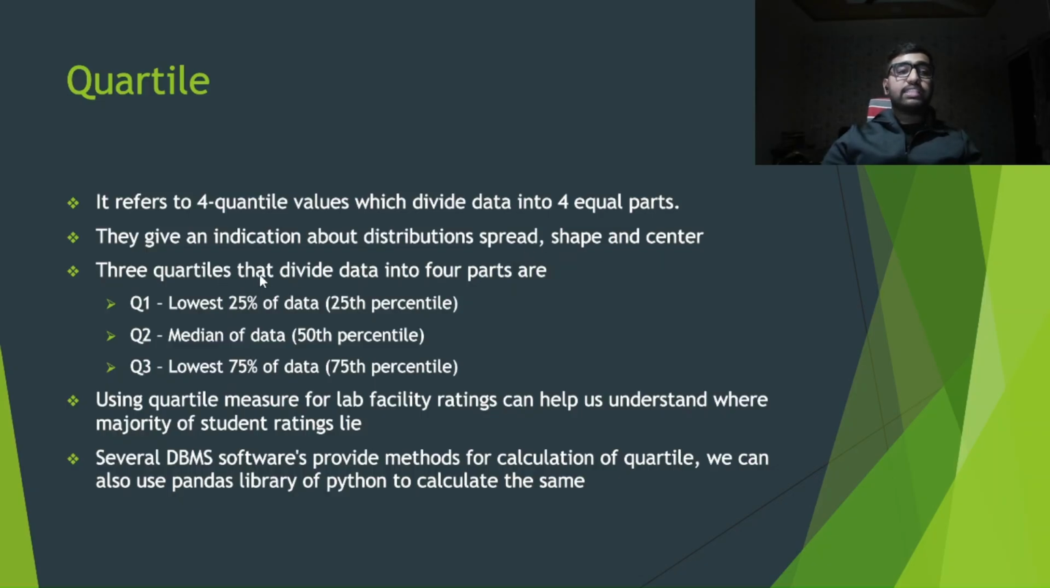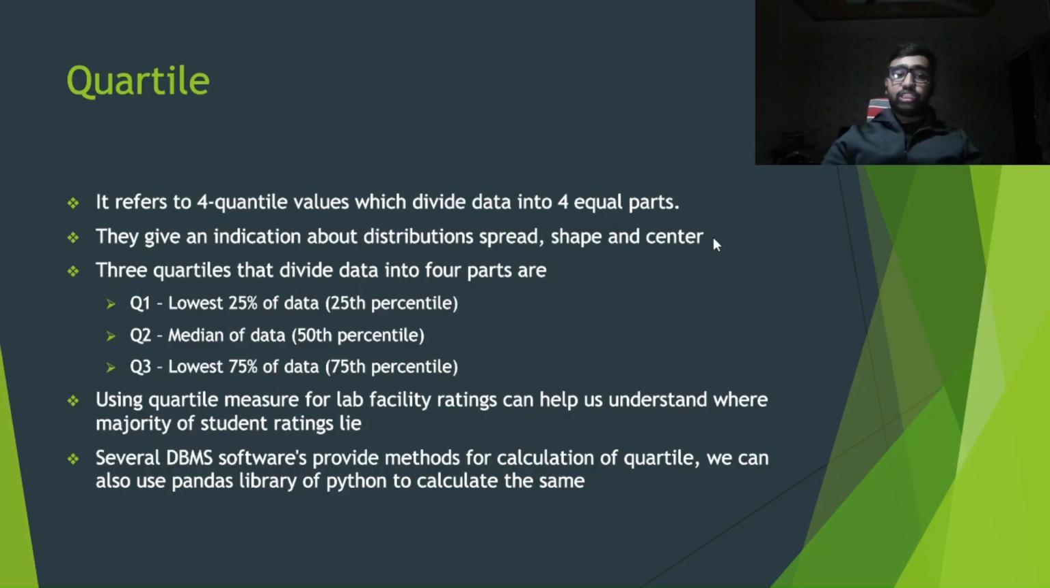The three quartiles that divide data into four parts are Q1, which is the lowest 25% of data, also known as the 25th percentile. Q2 is actually the median of the data, which divides our data into two halves. It can also be considered as the lowest 50% of data or the 50th percentile. Q3 is the lowest 75% of data or the 75th percentile.